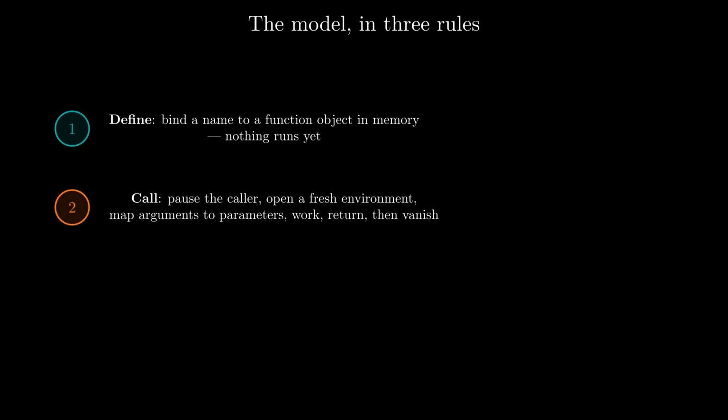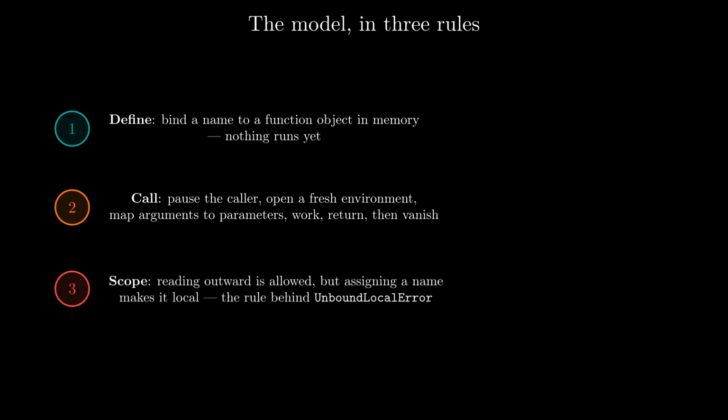Step back, and the model is simple. Defining a function just binds a name to a function object sitting in memory, nothing runs. Every call pauses the caller, opens a fresh environment, maps your arguments onto the parameters, does its work, returns a value, and then vanishes, taking all its local variables with it. Inside that environment, you can look outward to read variables you don't own, but the instant you assign to a name, it becomes yours, local and separate. That single rule, assignment makes it local, is what turns a stray x plus 1 into an unbound local error.